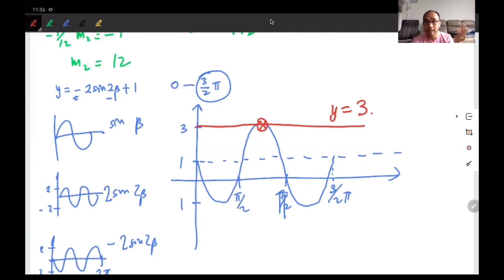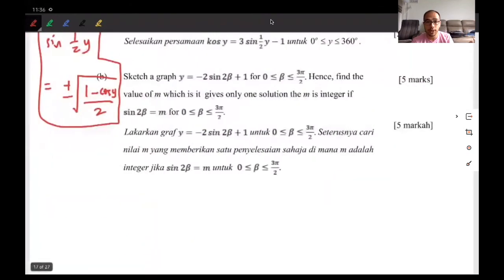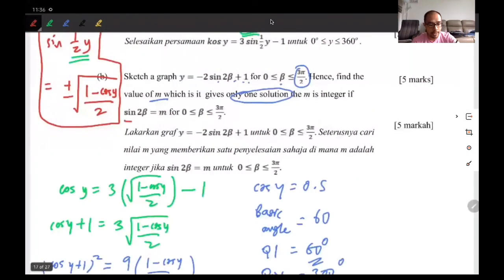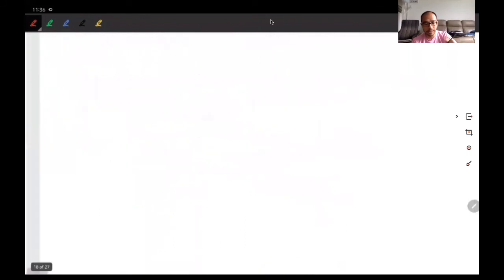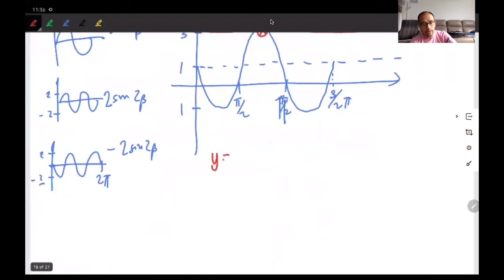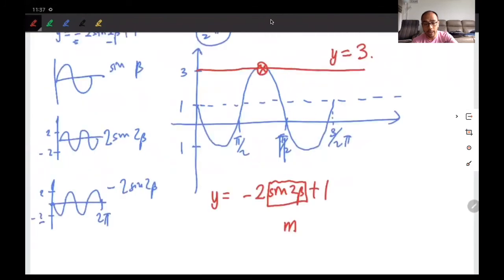So this one is a slightly difficult trigonometry question, a bit out of the ordinary. I think you have done a few questions on this in the paper 2 module, but it's a little bit out of the ordinary. So we know that that line is y equals to 3, and we are given sine 2b equals to m. So let's put this all in. We have y equals to negative 2 sine 2 beta plus 1, and we know that sine 2 beta is equals to m.